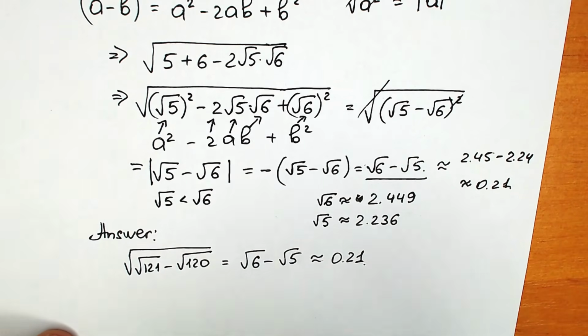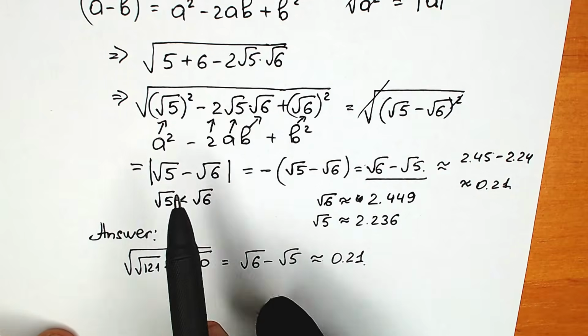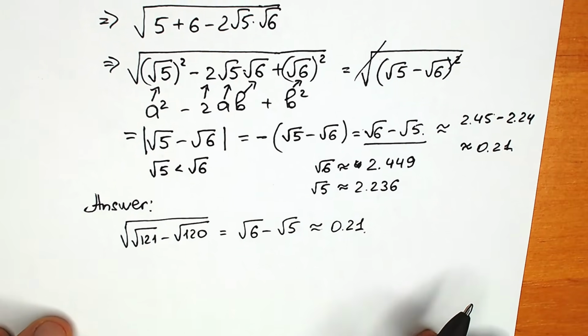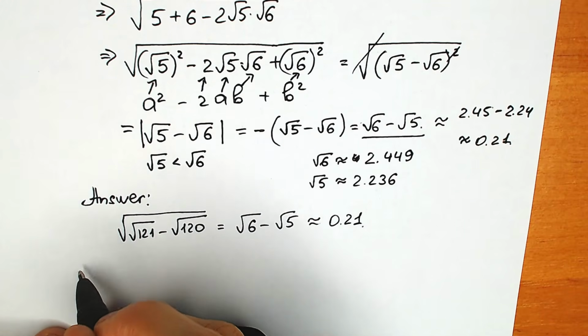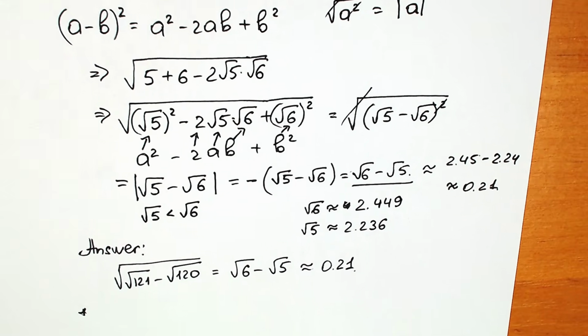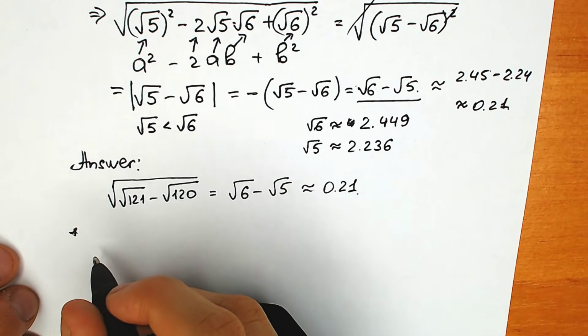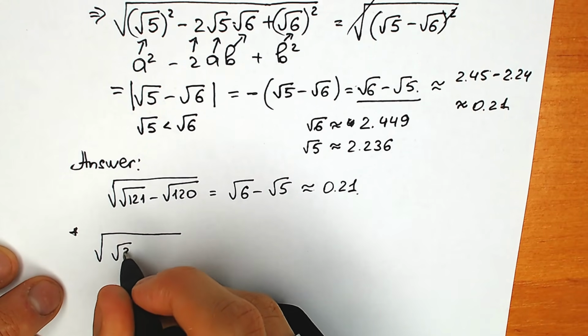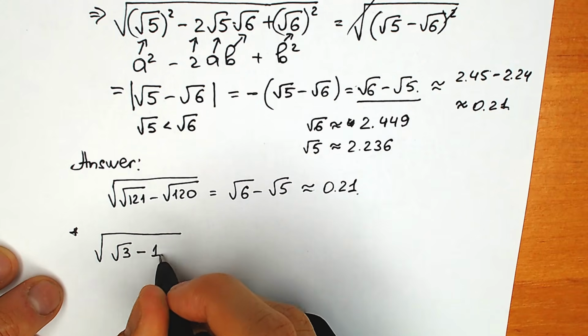This is our answer. And right now, a few words about this absolute value, because a lot of students don't get why we need to put absolute value brackets. For example, imagine this is the second part of this class right now. Imagine you have square root of 3 minus 1 to the second power.